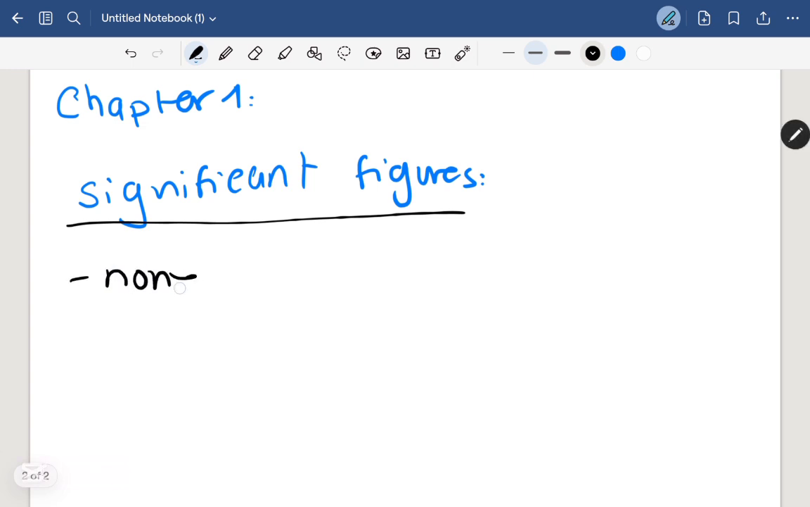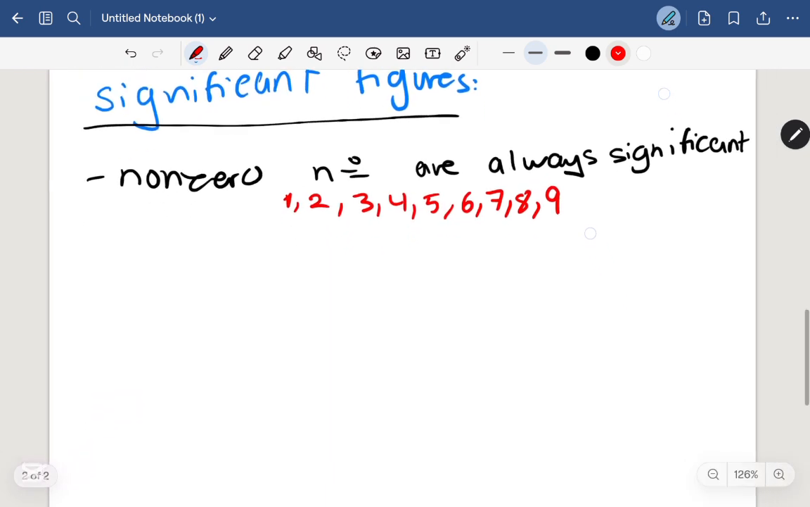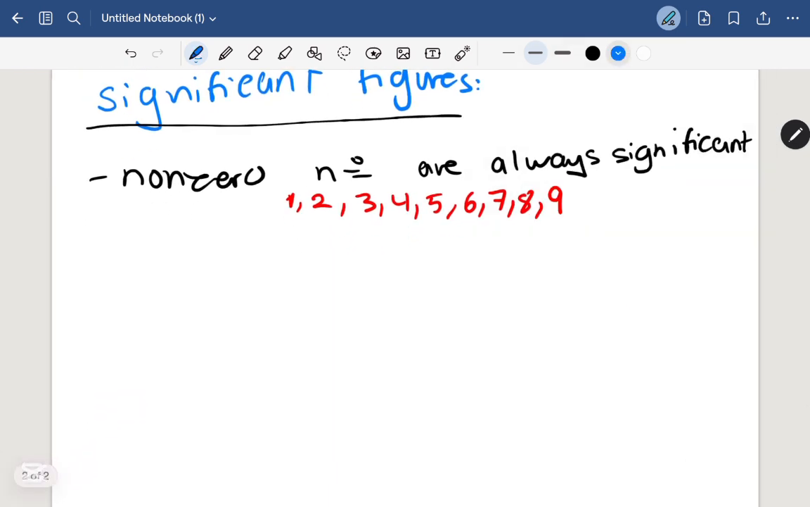Non-zero numbers. For numbers, I'm just going to write n like this. Non-zero numbers are always significant. Keep this in mind. So, in significant figures, non-zero numbers are always significant. What are non-zero numbers? 1, 2, 3, 4, 5, 6, 7, 8, and 9. These are all non-zero numbers. That means whenever you see them, you will know that they are significant digits in a number.